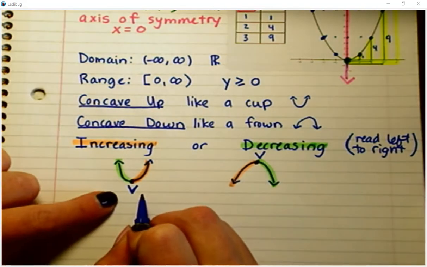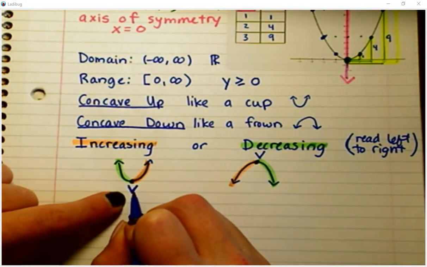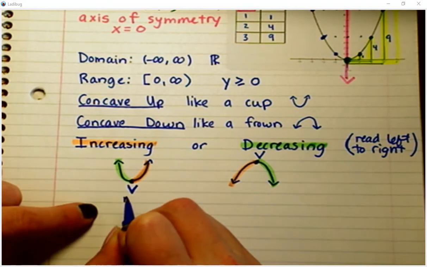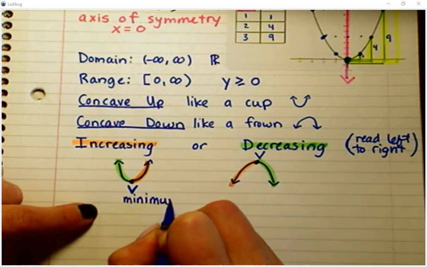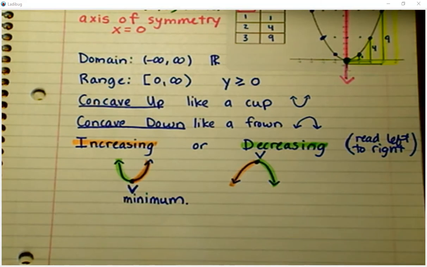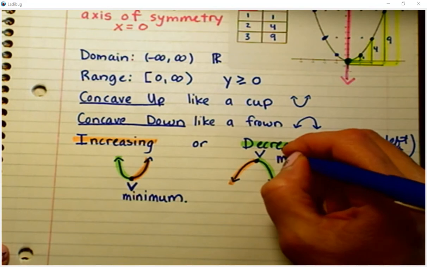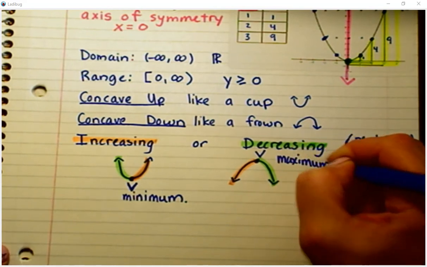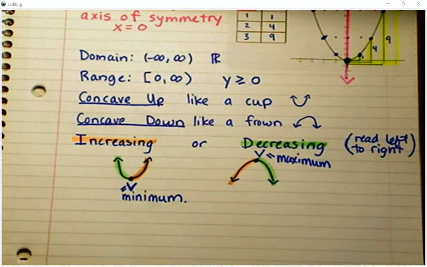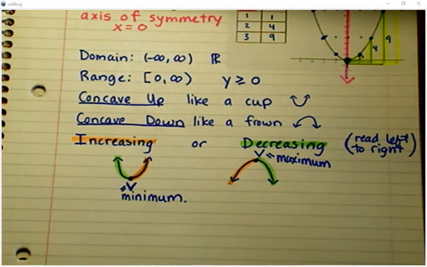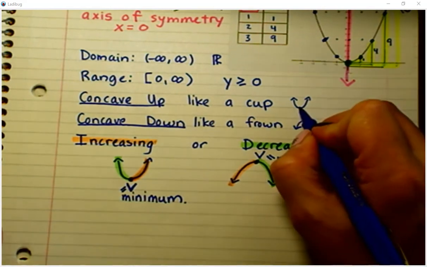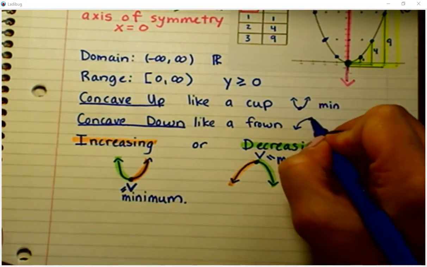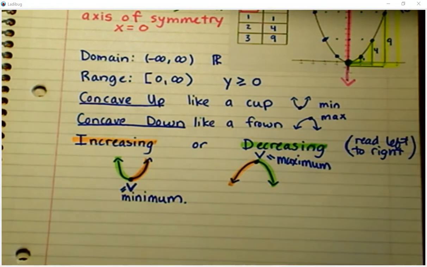And then I'm going to label this. This particular vertex happens to be a minimum because it's the lowest value. This particular vertex happens to be a maximum because it's the highest value. So this min and max is kind of connected to the concave up or concave down. See this? Min. See that? Max. It's connected to the vertex and the opening.